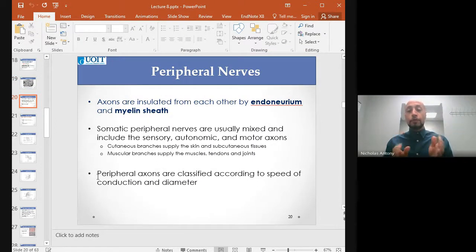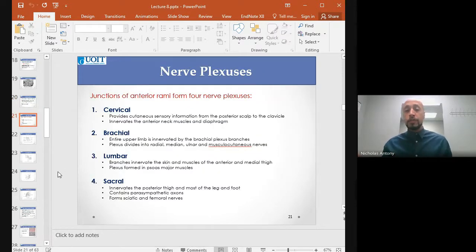Remember that our peripheral nerves are mixed, so they're going to have sensory, motor, and autonomic components, okay? So when we have injuries to peripheral nerves, we're going to have symptomology in each of those systems, potentially.